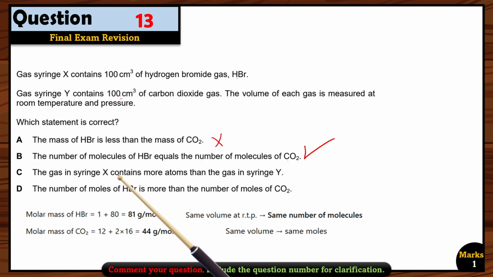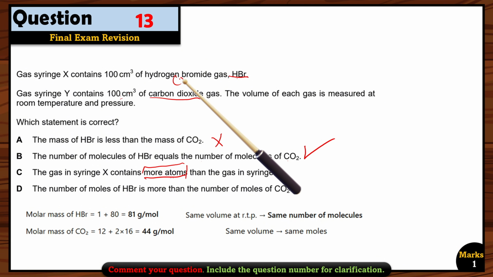The gas in syringe X contains more atoms than the gas in syringe Y. So more atoms, now that we have to check, because here they are asking about the atoms. If you see X, how many atoms does it have? 2 atoms. And Y, how many atoms does it have? 3 atoms, carbon dioxide, right? So who has more? Of course, Y has more, but they say X has more, so that's wrong.